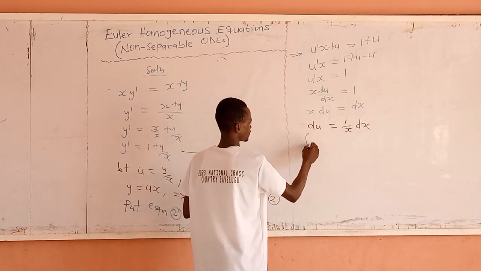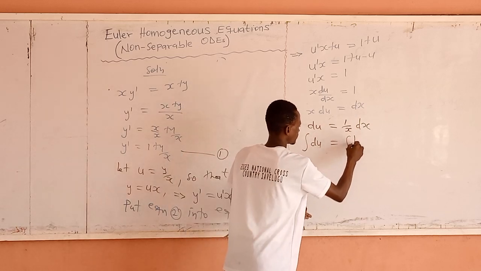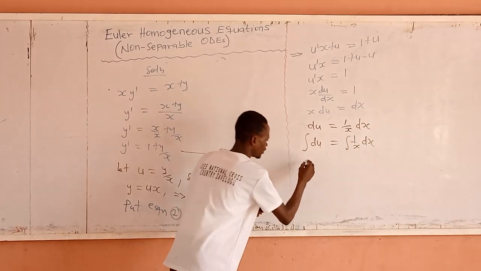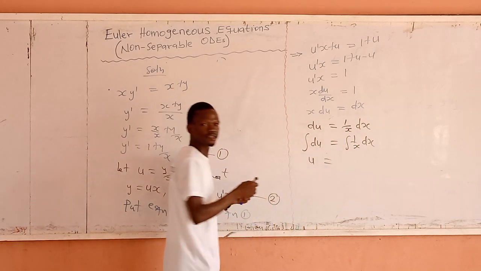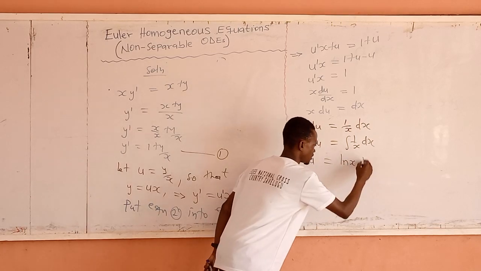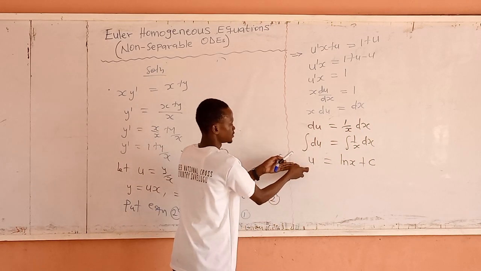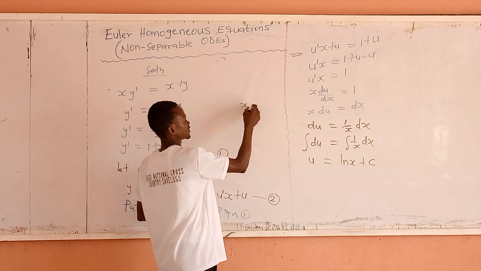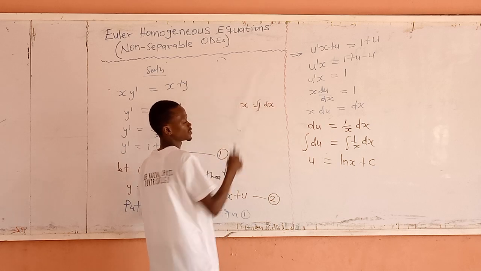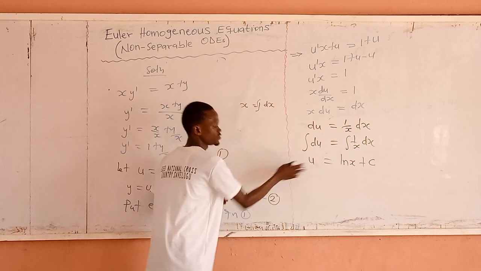So integrating both sides, I integrate this side with respect to u, and then I integrate 1 over x with respect to x. Integrating 1 with respect to u will give us u, and integrating 1 over x will give us ln x, then plus the constant of integration c. Now, how did we get u here? We learned that if I differentiate x, I'll get 1. So if I integrate 1 with respect to x, I'm supposed to come back to x. In the same way, if I integrate 1 with respect to u, I will get u.